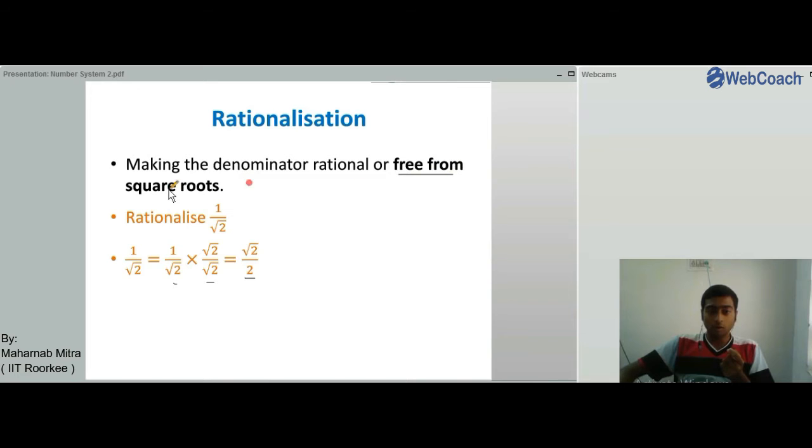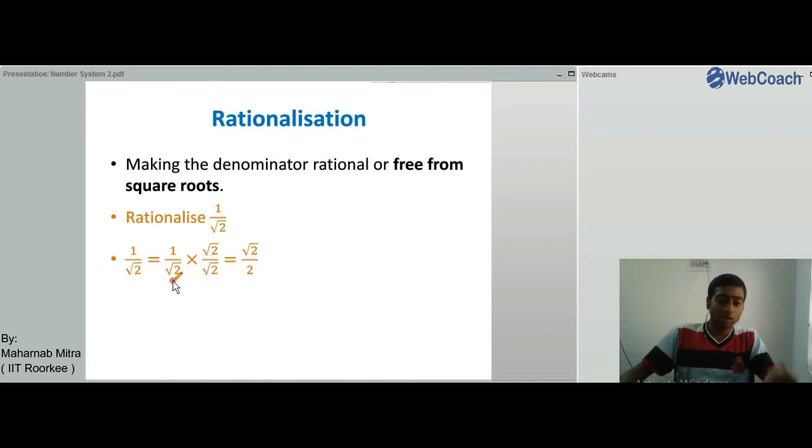And this 2 is free from square roots. Now you can plot square root of 2 by 2 on a number line easily. Just you have to divide 1.414 with 2 and just plot on the number line. See, it has become quite easy, right? So this method which we are applying here is rationalization, or making the denominator rational.